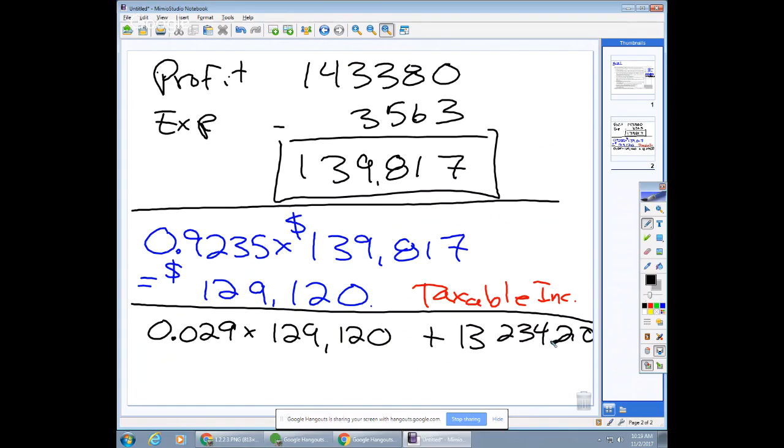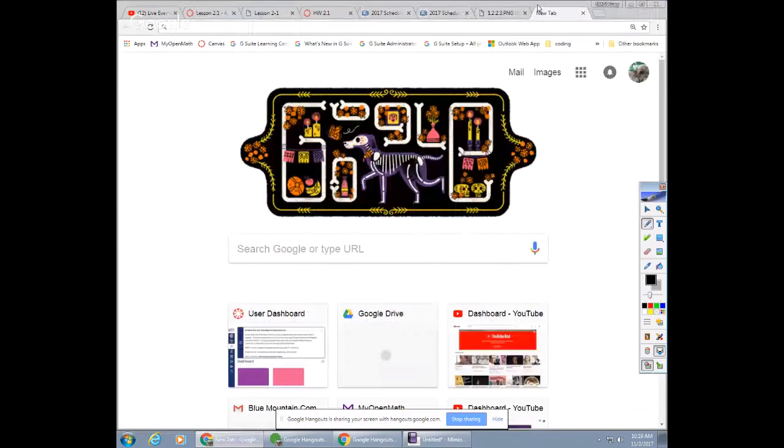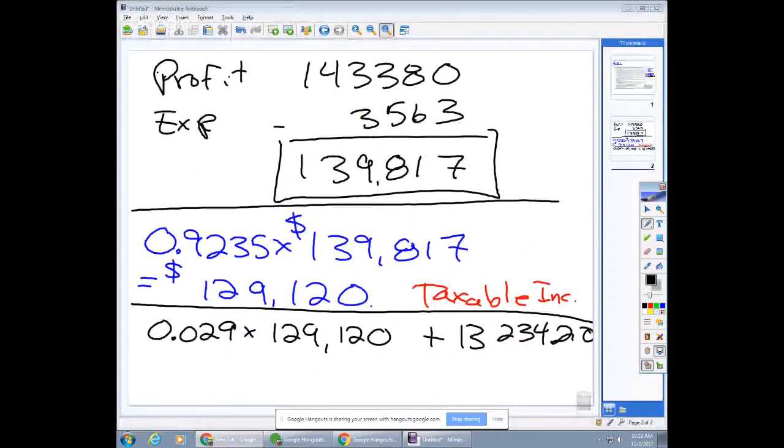Whip out your calculators, please. All right, so we've got 0.029 times 129,120 plus 13,234.2. I get he owes $16,978.68. Anyone else get that? I got one head shake. Not very much for as much money as he's making.